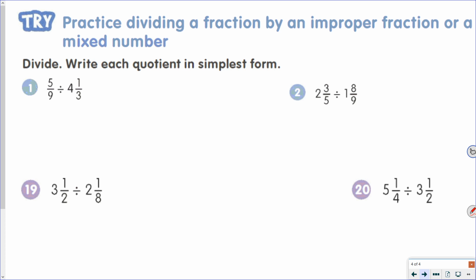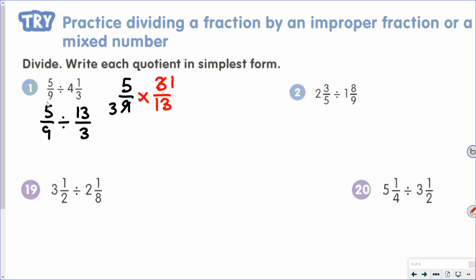So if we have 5/9 divided by 4 1/3, 5/9 is already a fraction. 4 1/3, we take 3 times 4 to get 12, plus 1 is 13. So that's 13/3. And remember, we're still dividing at this stage. So we're going to keep 5/9 times turn, use the reciprocal of 13/3. 3 becomes 1, 9 becomes 3. So we get an answer of 5/39. If we didn't simplify at that stage, we would get 15/117ths, which is a little more difficult to simplify.